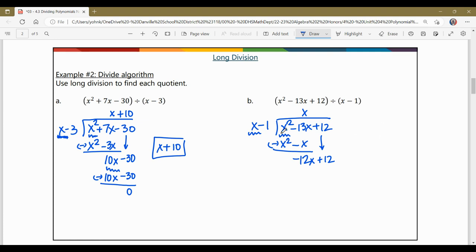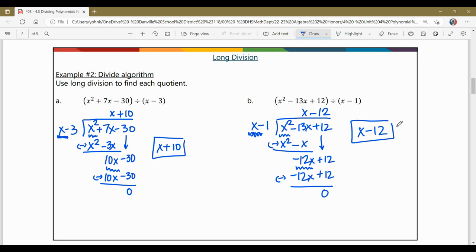Repeat the process. So how many times does x go into negative 12x? And the answer is negative 12 times. Distribute. Negative 12 times x is negative 12x. Negative 12 times negative 12 is plus 12. Draw your line and subtract. Negative 12x minus negative 12x is 0. 12 minus 12 is 0. That means it goes in evenly. The answer is x minus 12.